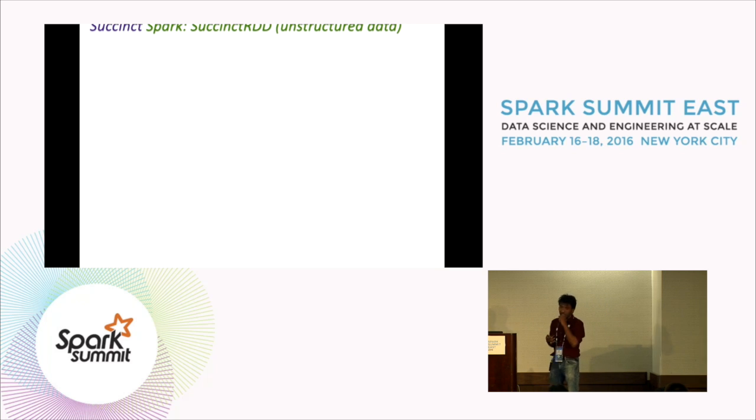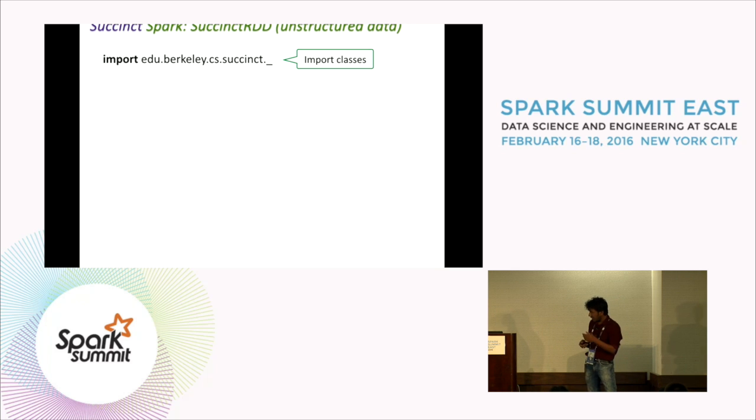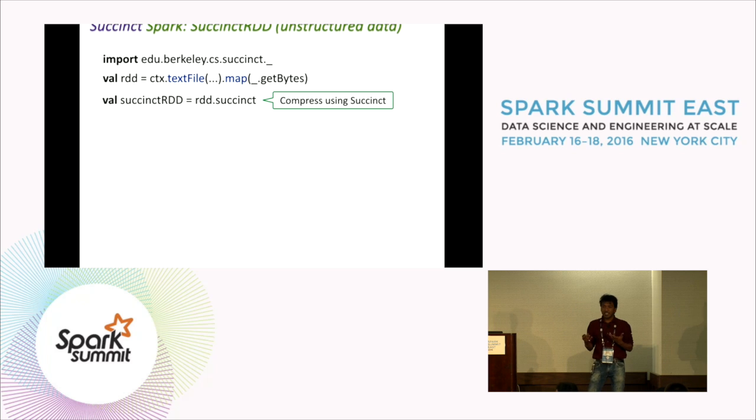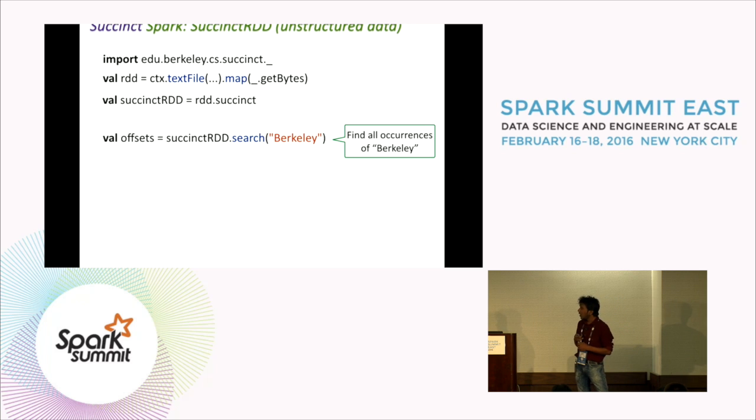So the first one is we have this new RDD, which is called Succinct RDD. It's very simple. You import some library, you import some classes, and then you create an RDD just like you do today with your favorite data type. And then we have this new operation that allows you to succinctize this RDD. Okay, so you can do .succinct, and now it is a compressed representation. Now this takes a little while. Okay, so this is where the pre-processing comes into the picture. Once you have compressed this, now you have a new RDD which is called Succinct RDD.